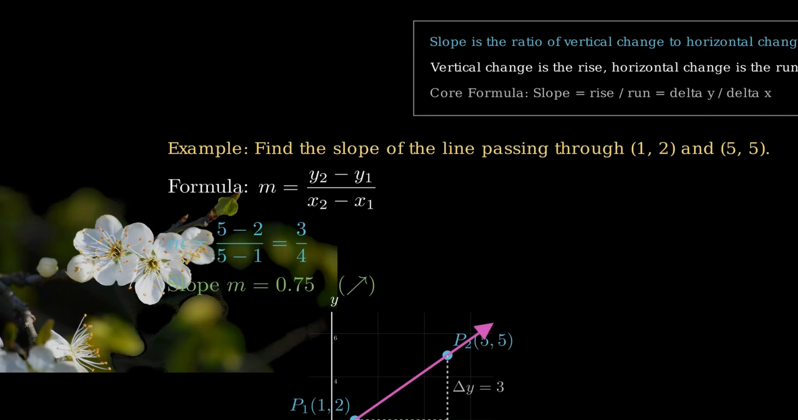Simplifying the fractions, we get a rise of 3 and a run of 4. So, our final slope m is exactly 3 over 4, which equals 0.75. Since the slope is positive, the line goes uphill from left to right.